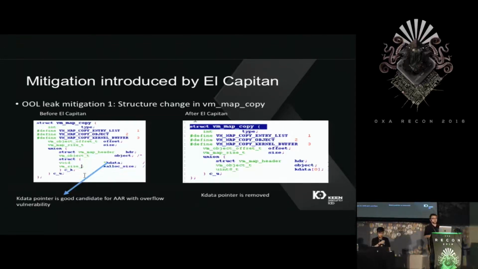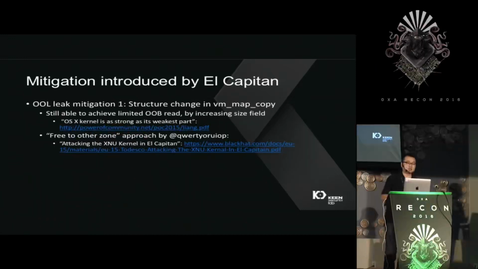So this is before El Capitan, and what was introduced by El Capitan 10.11. Actually, you can find that the kdata pointer is removed, and instead it uses an inline structure, where the data is directly appended after the vm_map_copy metadata struct. So after that, there is no such pointer, so you cannot modify that pointer. But still, there are some ways to bypass this. So first, even if we cannot do arbitrary memory read, we can still try to use the overflow vulnerability to increase the size field, so that we can put another important object after that struct, and then try to read the vtable out, so that we can leak the kslide to bypass KASLR.